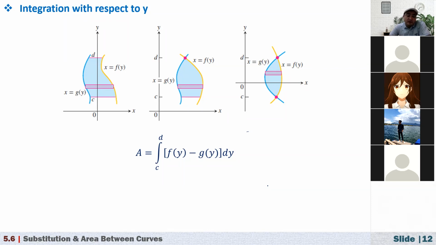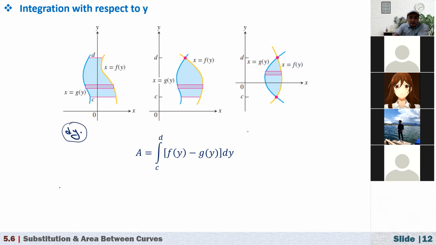At that time, our small rectangles will not be vertical ones. They will be horizontal ones. Suppose that here we are given a region which is bounded by the graphs of two functions, x equals g of y and x equals f of y, and which is bounded by the horizontal lines y equals b and y equals c. If we partition this with small rectangles, the width of the rectangle is delta y.